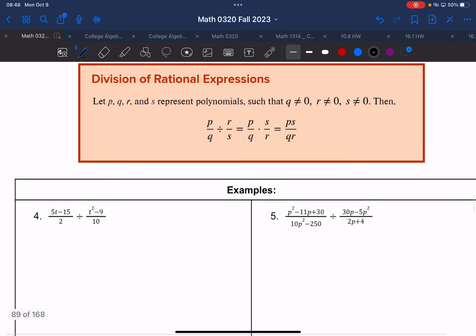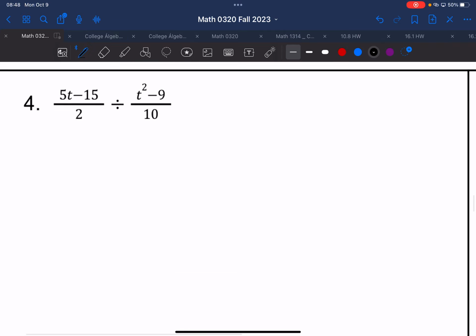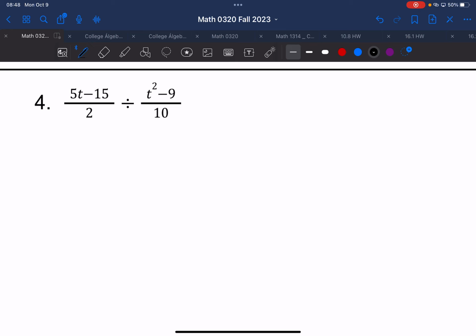Okay, so we flip the second fraction. So before we start simplifying, we're going to rewrite this in terms of multiplication. So this is going to become 5t minus 15 over 2 times the reciprocal of that second fraction. So 10 over t squared minus 9. Once I take the reciprocal of that second fraction and I have it in terms of multiplication, then I move on to the steps we were doing before. So I have to make sure I do this step first. Now I'm going to reduce.